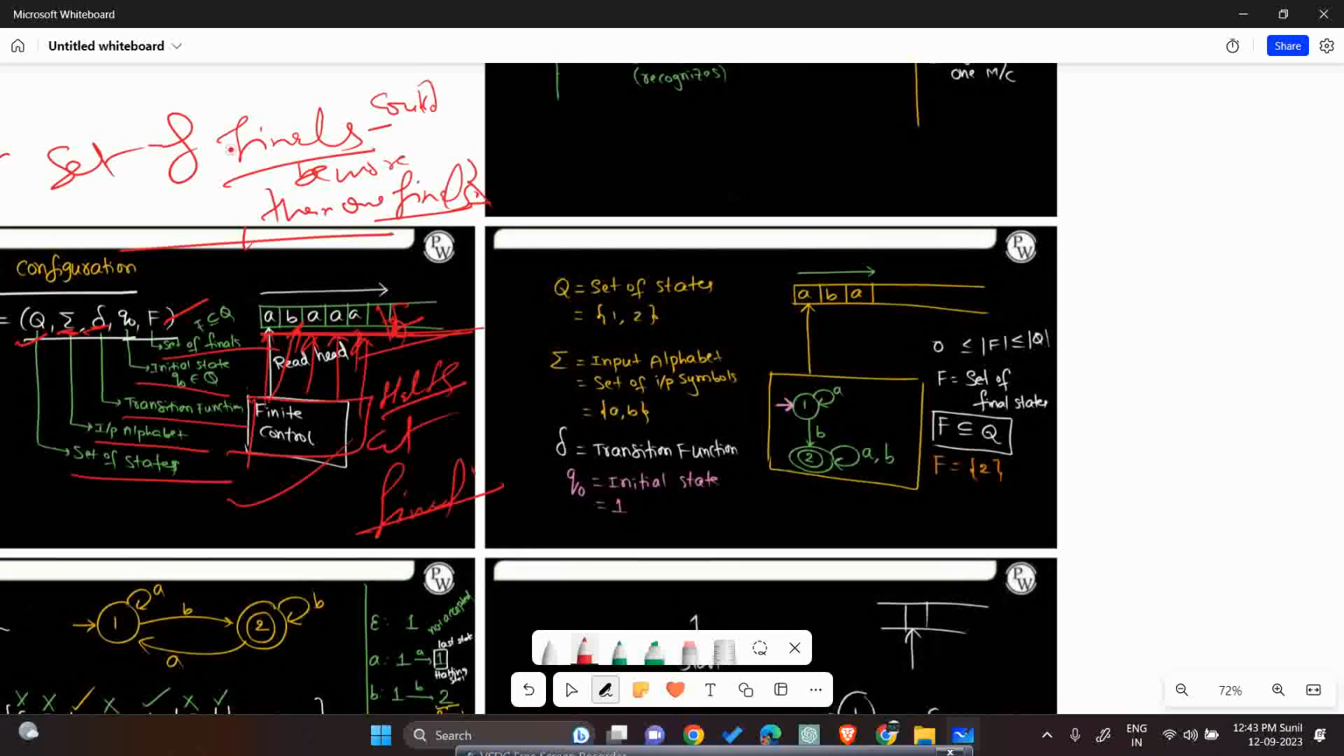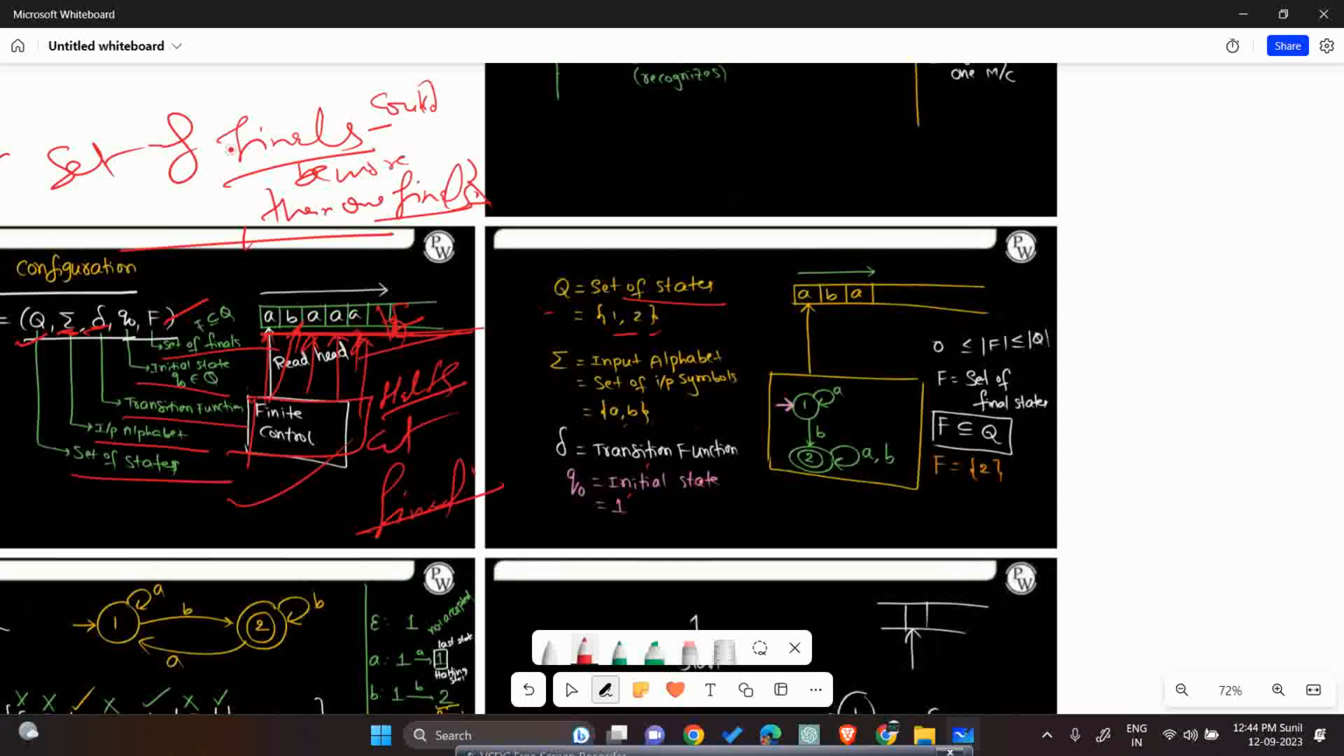So we will design a finite automaton. Q is the set of states, which is 1 and 2. The input alphabet, the set of input symbols, is A comma B. Transition function this. The initial state is 1.